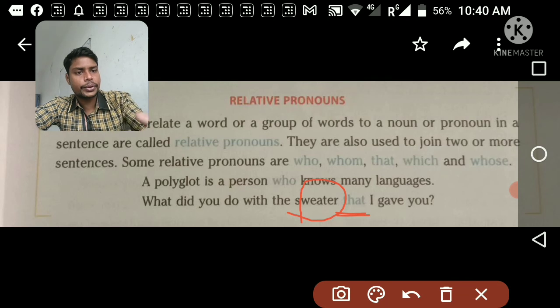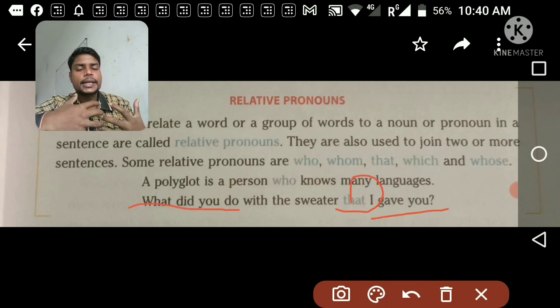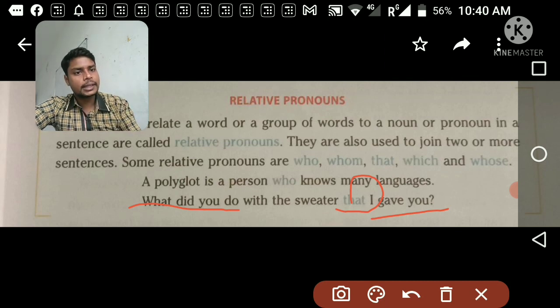So here that is a pronoun because it is used instead of a noun. And furthermore, why is it a relative pronoun? Because this word that relates two parts of the sentence. It's a pronoun, and then it does the work of relation. Therefore, it is called a relative pronoun.